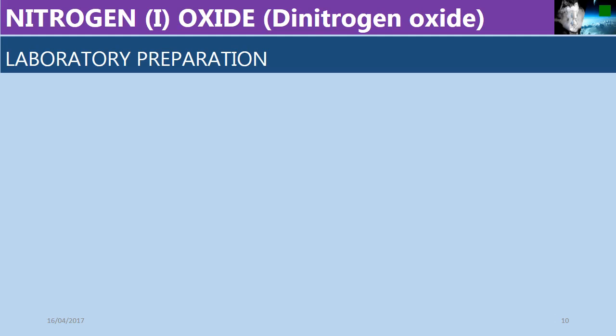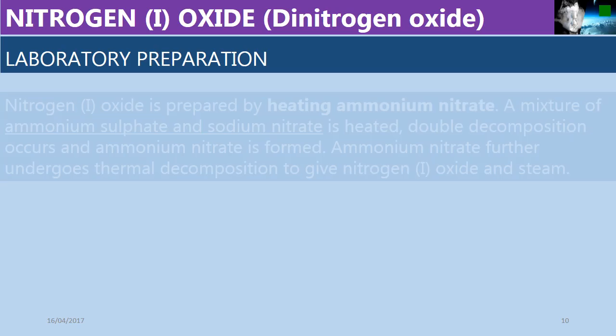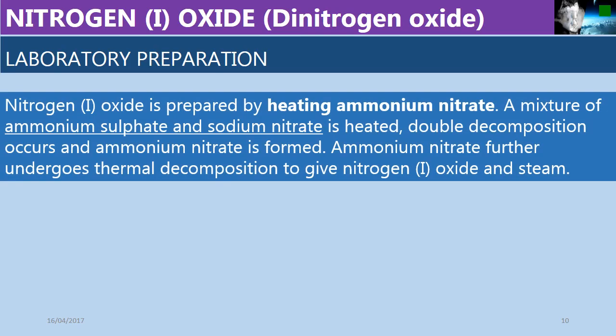Let's begin with nitrogen 1 oxide, or dinitrogen oxide. In the laboratory, nitrogen 1 oxide is prepared by heating ammonium nitrate. However, a mixture of ammonium sulfate and sodium nitrate is usually heated. Double decomposition occurs and ammonium nitrate is formed.